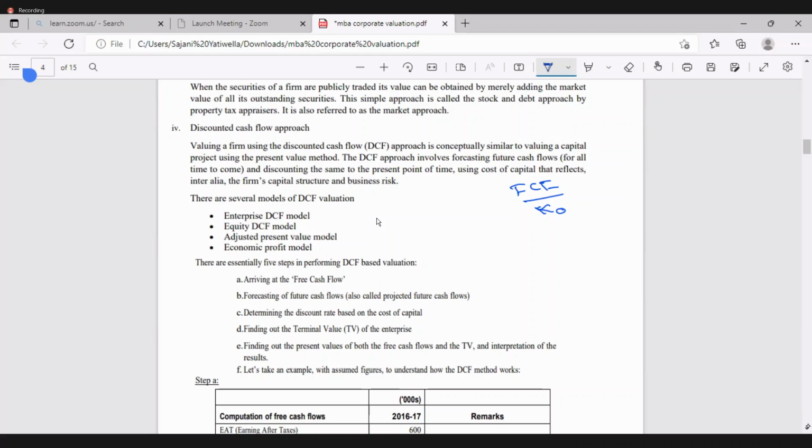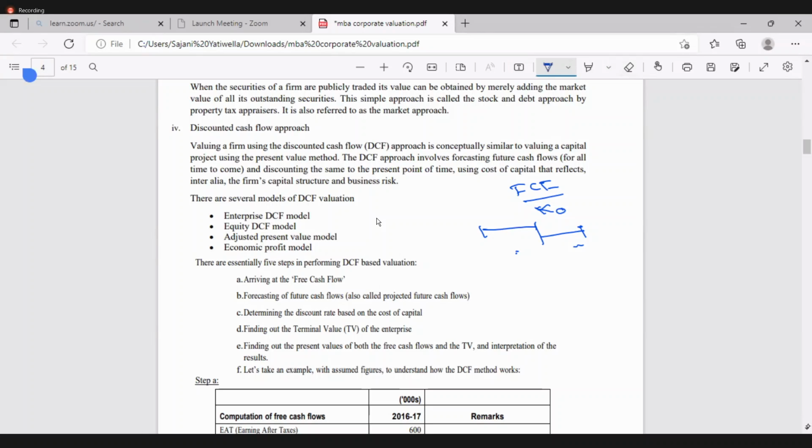Every time the company generates the same free cash flow, it should be discounted by taking the cost of capital. If there are two stages, we could estimate the value based on the two-stage method, like a dividend discount model: one explicit period, then another period after the explicit period. Valuing the firm using the discounted cash flow approach is conceptually similar to valuing a capital project using the present value method. The discounted cash flow approach involves forecasting future cash flows for all time to come and discounting them to the present value using a cost that reflects the firm's capital structure and business.